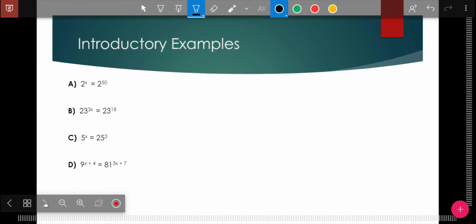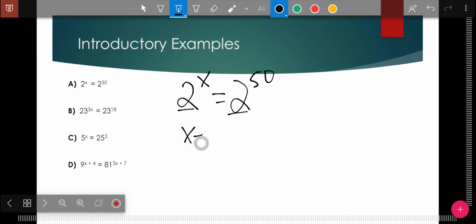All right, so let's break this up here and try to learn some of these exponential equations. So we have 2 to the power of x equals 2 to the power of 50. That's my first example. They're both base 2, so it's like the bases cancel out. I'm just left with x equals 50. Done. Winner, winner, chicken dinner.